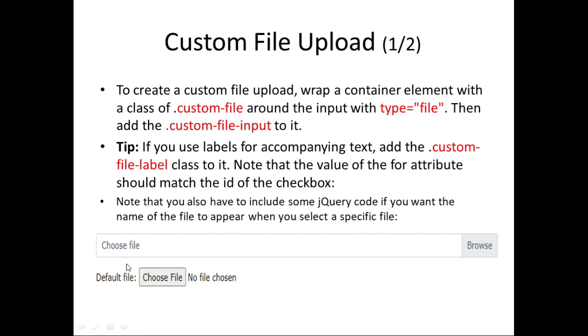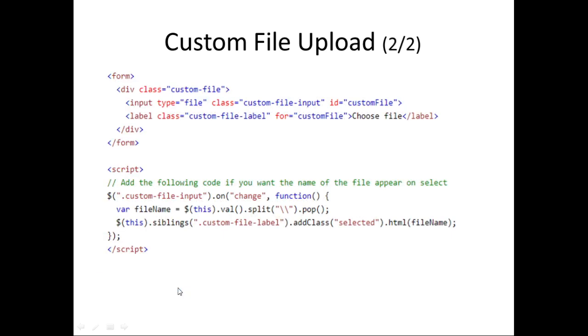So the appearance is something like this. By default, it is something like this. Okay, so this one is of course a lot better than this one. So how do you do this? So you wrap around the input with custom file, and then we have the input with type equals file, and then the class is custom file input. Then we have the label with the class custom file label, and then for matches the ID. Then choose file. And then we have here now our JavaScript.